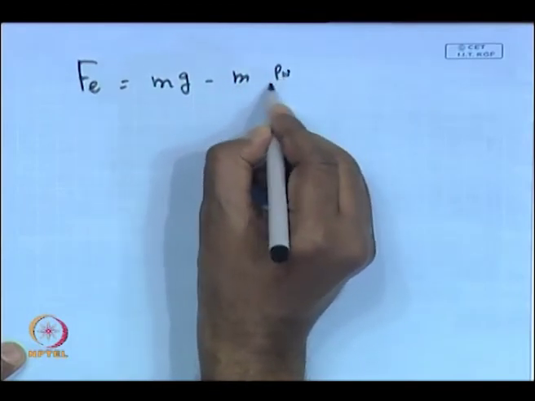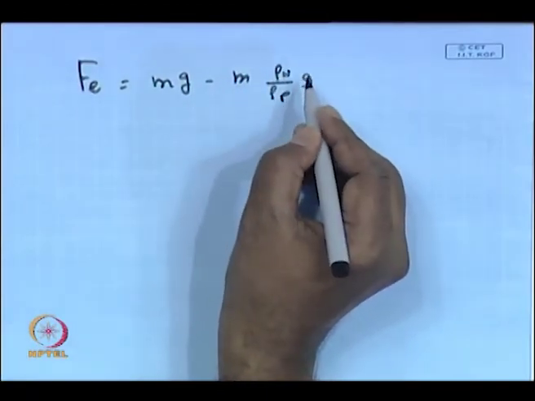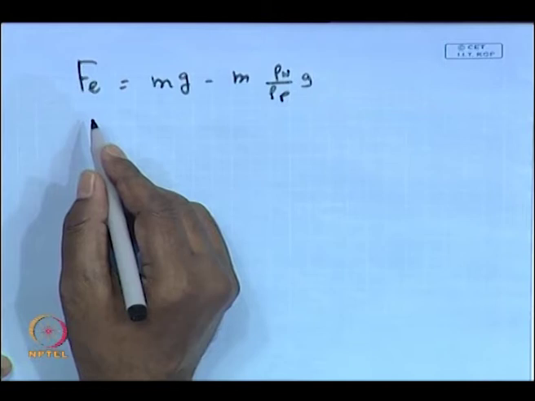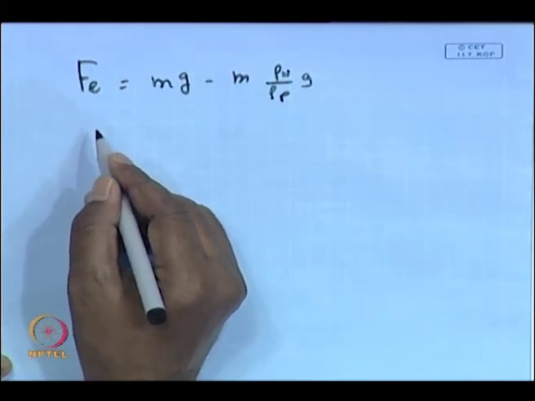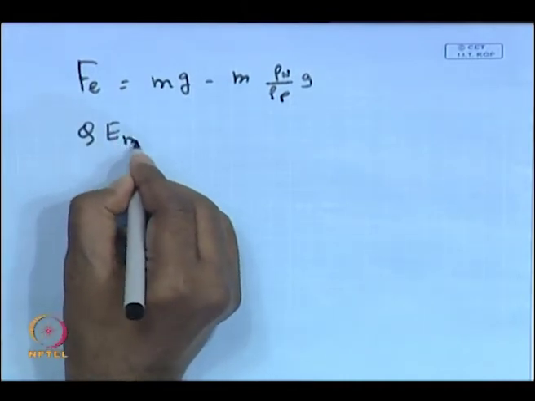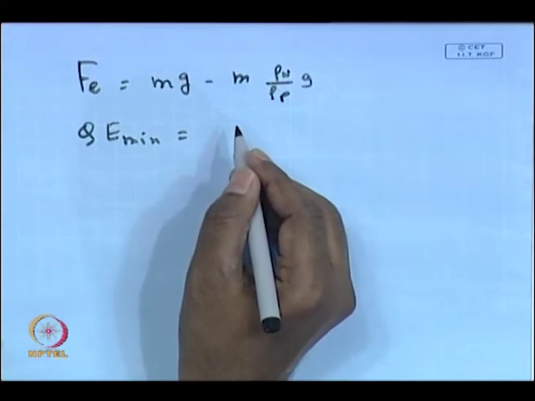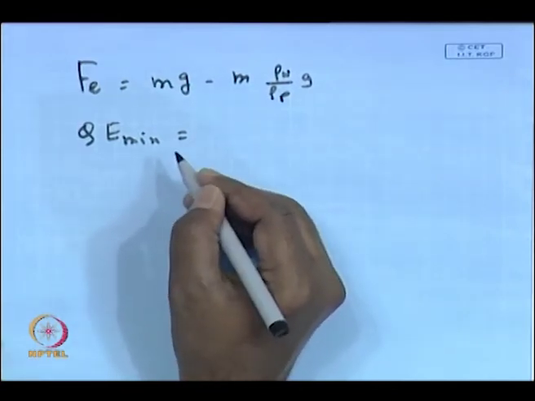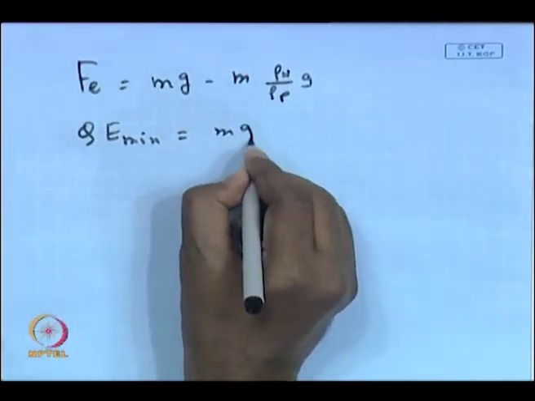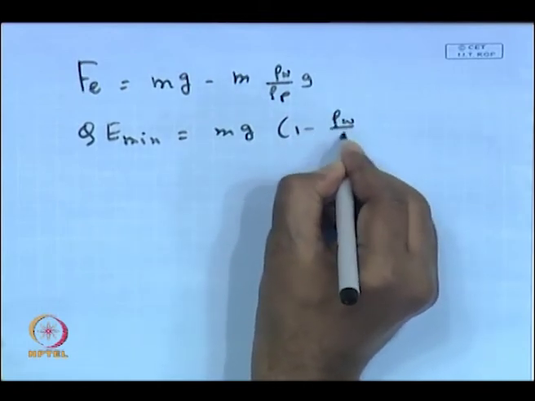So, what is Fe? Now you are in a position to calculate the value of Fe, that will be mg minus m times rho w divided by rho particle times g. What is Fe in this case? Fe will be the charge multiplied by the minimum electric field strength, because it is at rest. So, Q times E minimum will be Fe. The electric field strength multiplied by the charge gives you the electric force. So, Q times E minimum will be nothing but mg times 1 minus rho w by rho p.